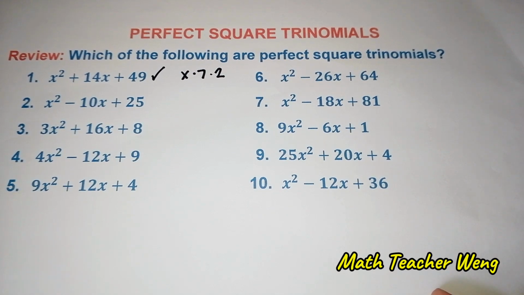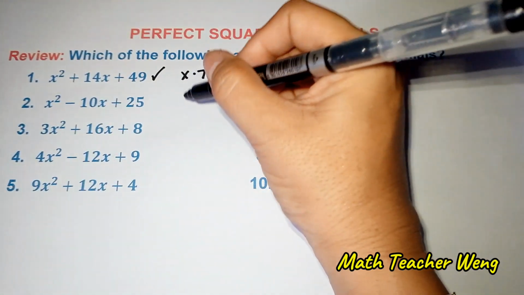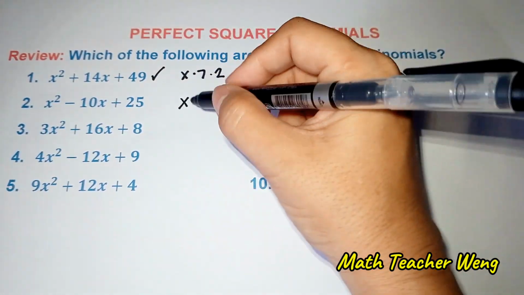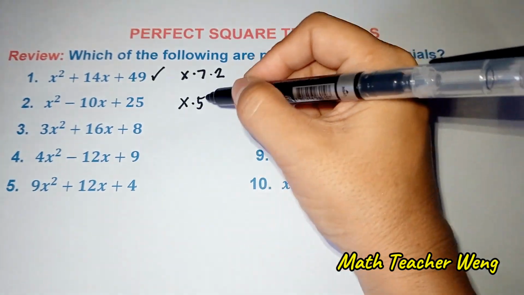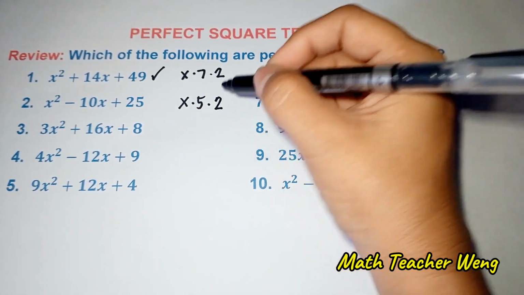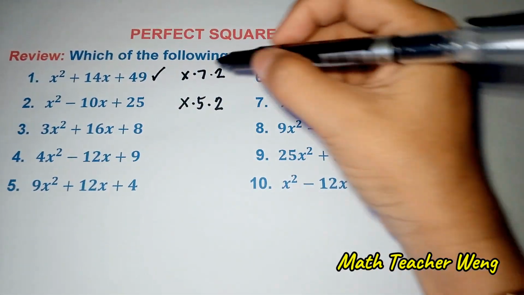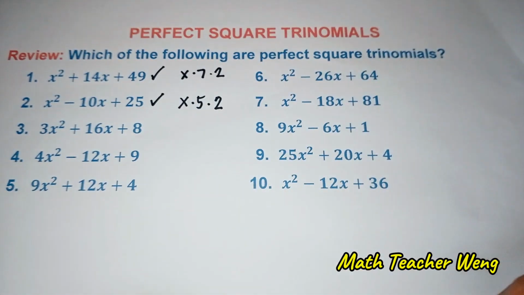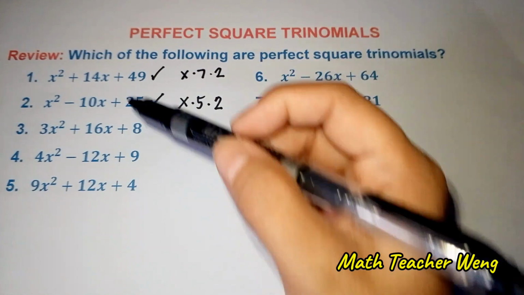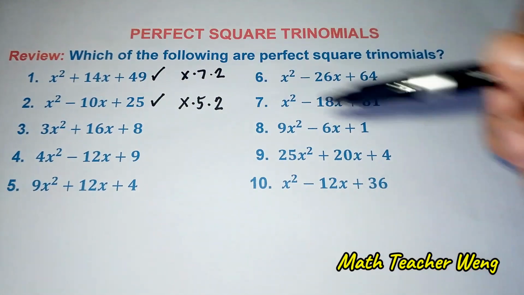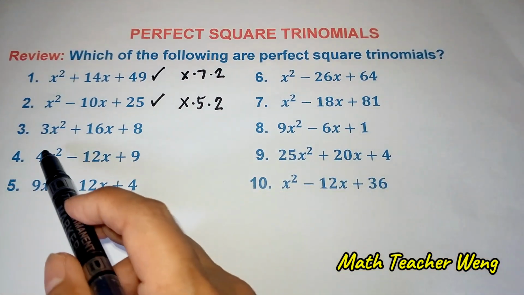Okay. Number 2. The square root of x squared is x. The square root of 25 is 5. So x times 5, let's multiply this by 2. This is 10x. And we can see it in the middle term. So this is a perfect square trinomial. The second term can be positive or negative. Number 3.